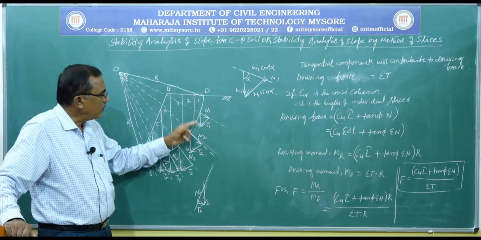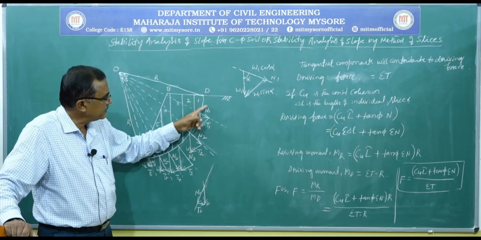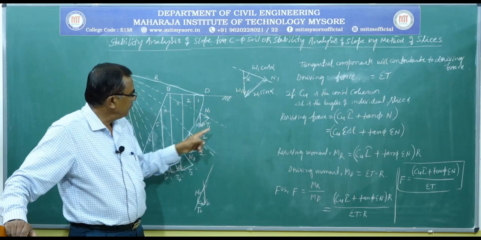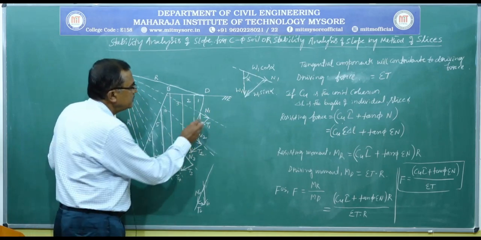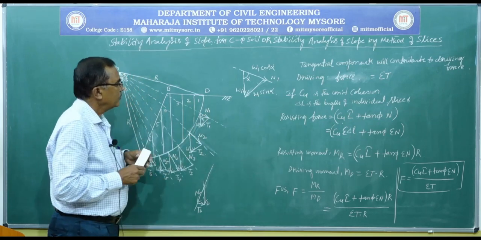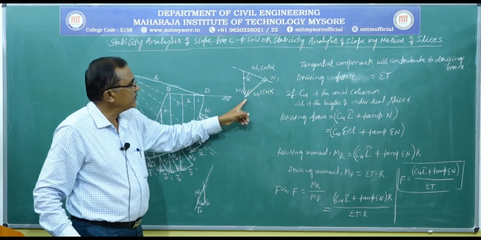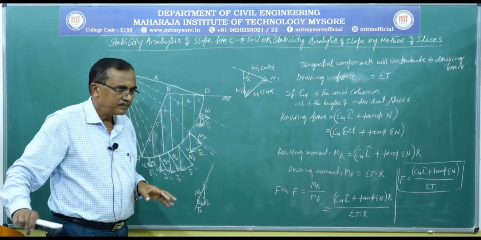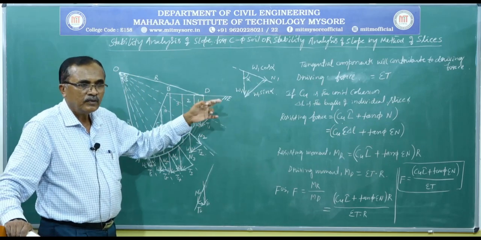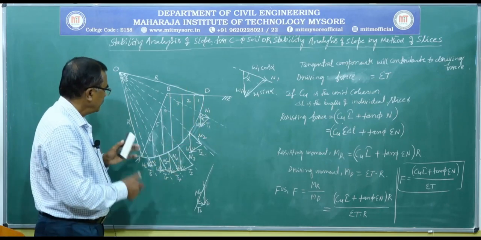Then you resolve these weight components into their normal and tangential components. This can be done analytically by measuring the subtended angle here. This is alpha, say alpha 1. So the normal component is equal to W1 into cos alpha, and the tangential component is equal to W1 into sin alpha. We can also resolve W into normal and tangential components graphically. That's also very easy, very simple.